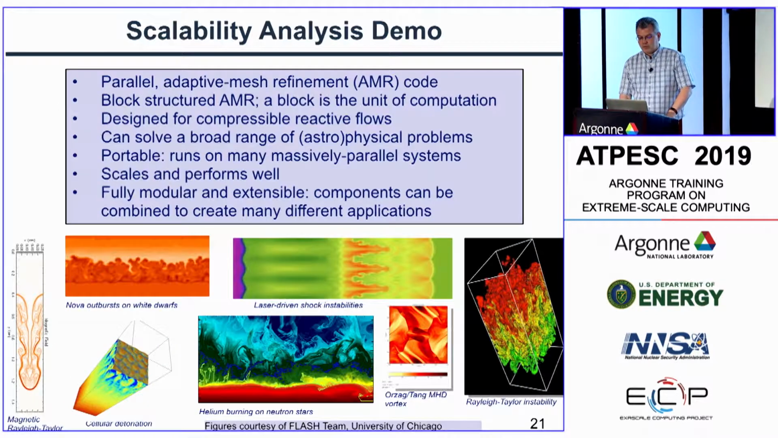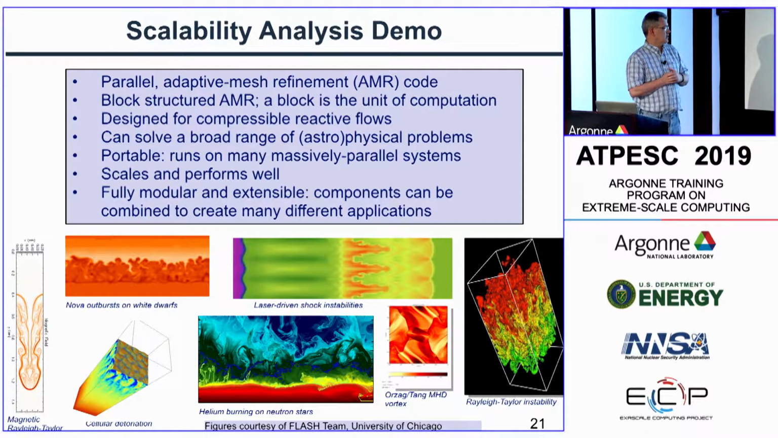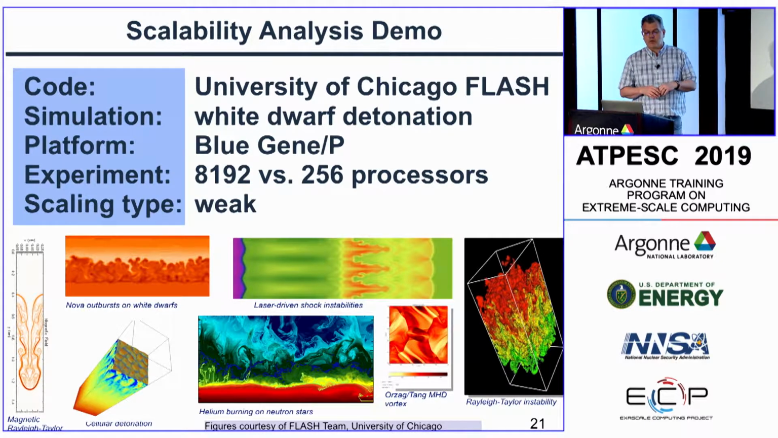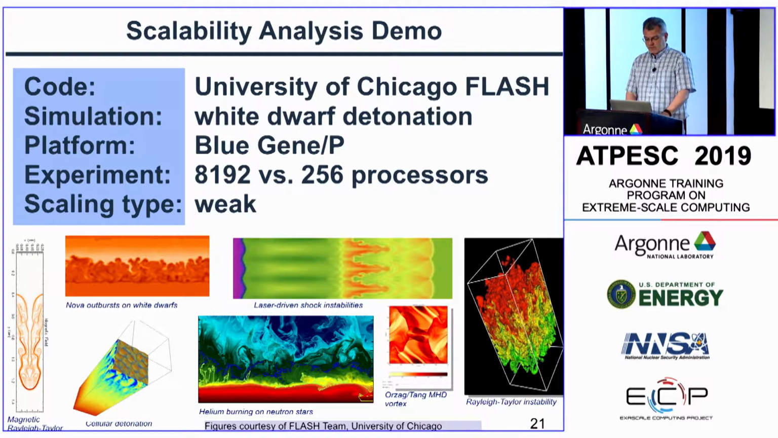So let's look at an example. Here's a code that was developed at the University of Chicago for simulating astrophysical events, such as helium burning on neutron stars, and also things like nova outbursts on white dwarfs. We ran a simulation of a white dwarf detonation, and this is canned data from a while back on a Blue Gene P, and we're comparing simulations on 256 cores versus 8K cores. And this is weak scaling.